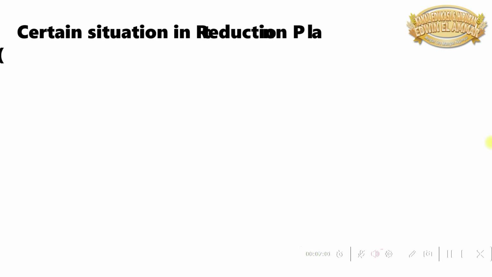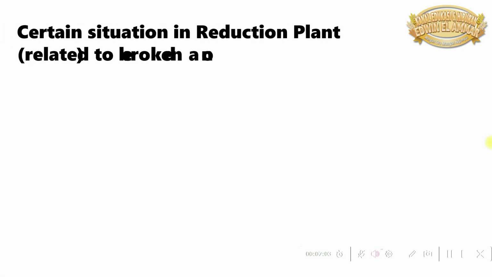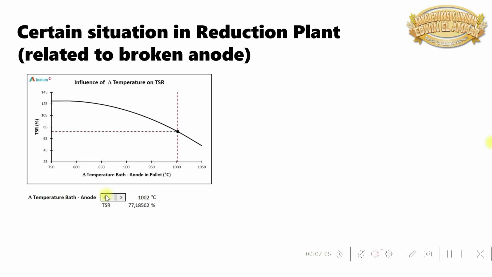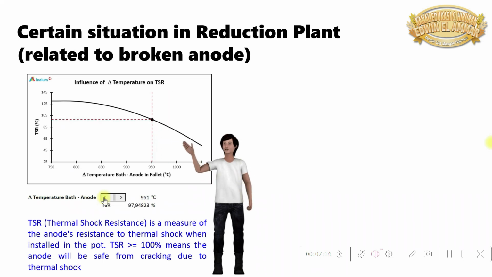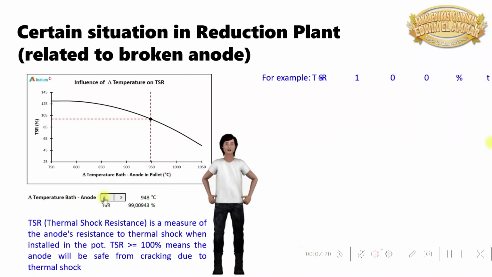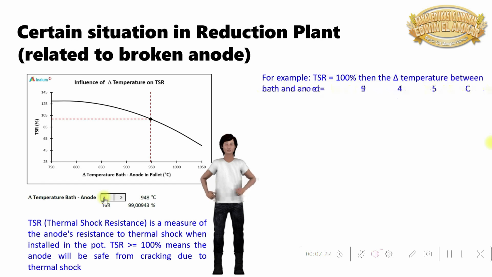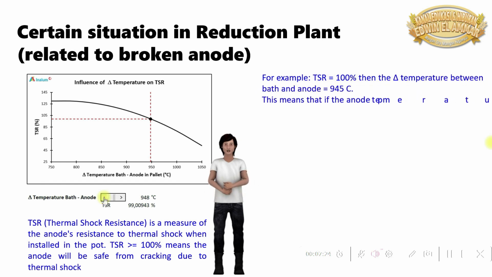Certain situation in reduction plant, related to broken anode. TSR, thermal shock resistance, is a measure of the anode's resistance to thermal shock when installed in the pot. TSR equals 100% means the anode will be safe from cracking due to thermal shock. For example, TSR equals 100%, then the delta temperature between bath and anode equals 945 degrees Celsius.